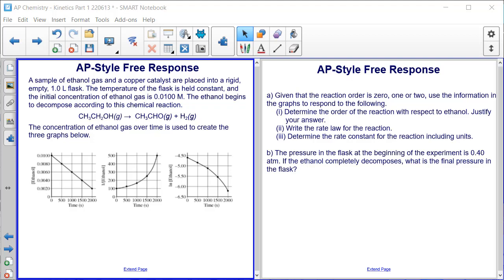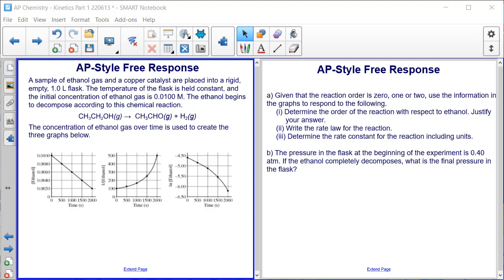All right, what we're going to do now is look at an AP style free response question. This comes from the 2011 AP chemistry exam, so you can look that exam up if you'd like to see what the full question was. This question is just two parts of a larger question related to integrated rate laws. So this is how you might see this on an AP test. All right, so here's how it goes.